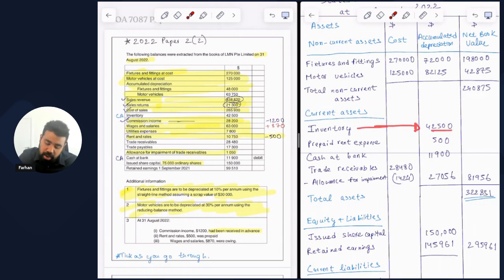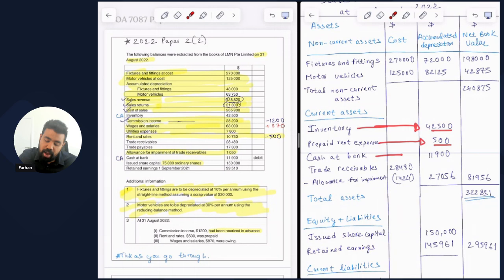Then we have prepaid rent expense based on the additional information, and that is $500. The reason this is a current asset is because we have paid for this in advance, but we still haven't used this expense yet, which means the economic benefit with this prepaid rent still exists and therefore falls under the definition of a current asset.